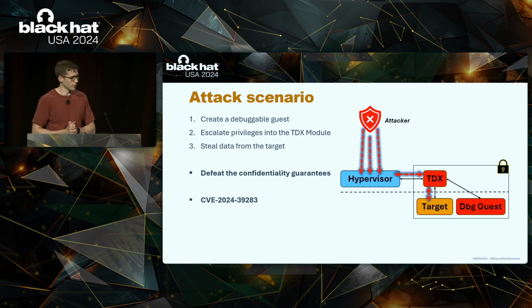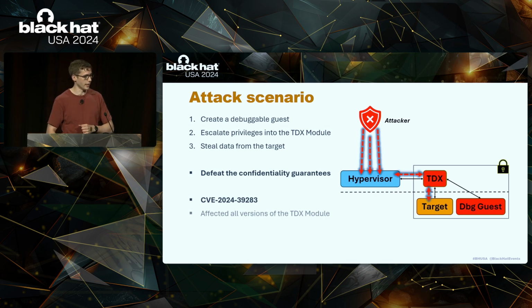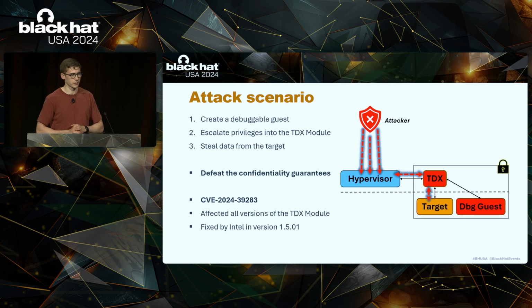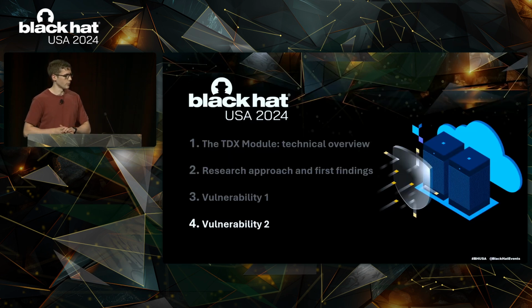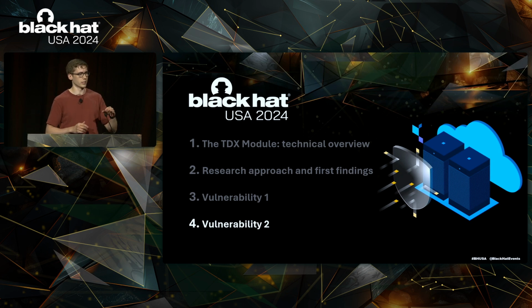So Intel assigned the following CVE to the vulnerability. It's a vulnerability that affected all the versions of the TDX module, and Intel fixed it in the latest version. So that's the first vulnerability I wanted to present, and it shows how we can defeat the confidentiality guarantees in the new TDX architecture that is supposed to provide these guarantees. There is then a second vulnerability which we found, still in the context switching logic, but this time not in the TDX module, but in the CPU itself.